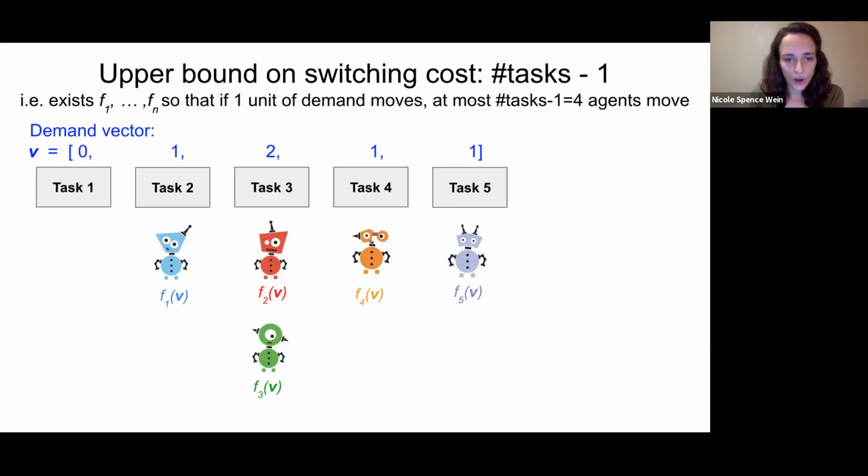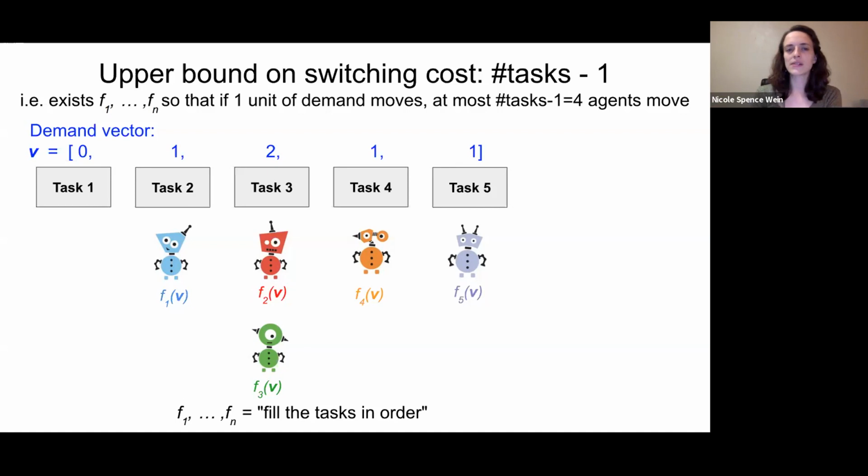So again, recall that each of these agents has its own individual function, and each of these functions takes as input the demand vector and has to output what task that agent is working on. So here's the definition of the functions that achieves this switching cost. This is a simple upper bound that was observed in the original paper that studied this problem. The definition of the functions is simply to fill the tasks in order.